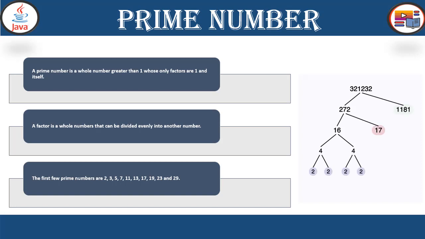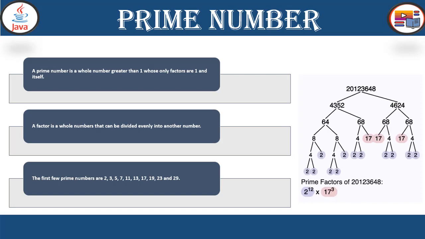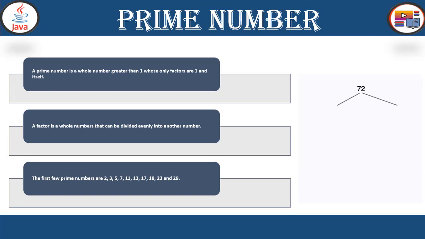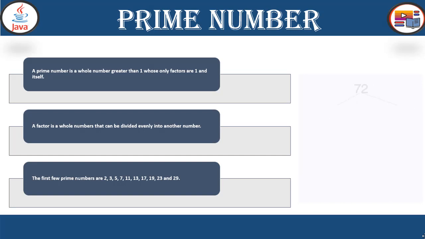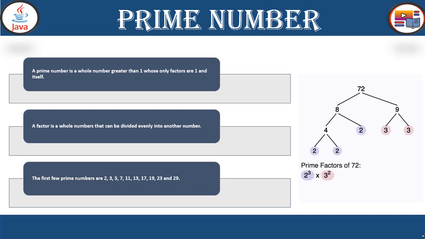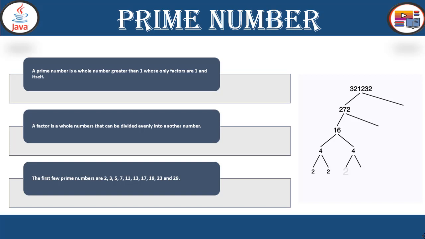So here are the first few prime numbers. For example, we have 2, 3, 5, 7, 11, 13, 17, 19, 23 and 29. As you can see in this picture, there is a number which is divided, making a tree structure, which shows that as long as it is divisible by any number, it will not be a prime number. Once the number is not divisible by any number other than itself and 1, it becomes a prime number.